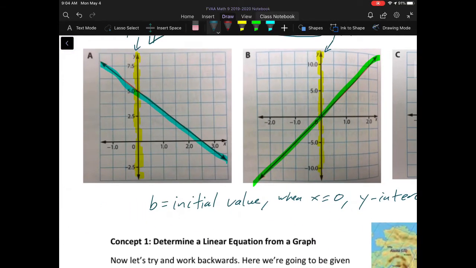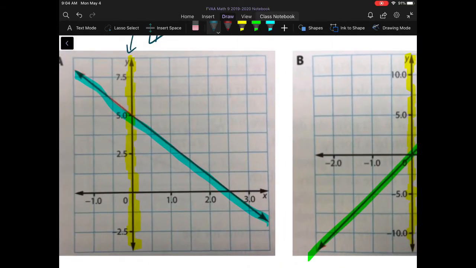So let's see here. What would be our b value here? When x is equal to 0, y is equal to 5 here. So this tells me that b is equal to positive 5.